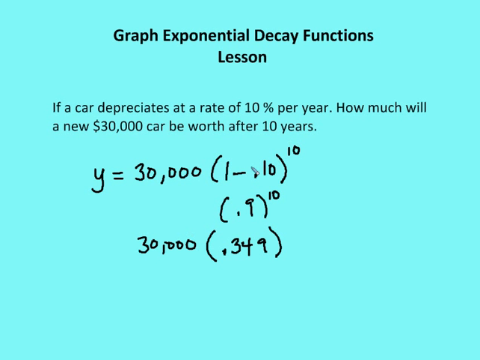Now I'm going to multiply 30,000 times this value because that's my next order of operation. I'm going to have parentheses, exponents, now multiplication. 30,000 times 0.349 leaves me with a value of $10,460, approximately 35 cents. Right, so in 10 years, I've lost $20,000 in terms of the value of my car. So it's always not a good idea to buy a new car because it depreciates so rapidly, and the value of the car is not an asset where you're building value, you're decreasing in value.